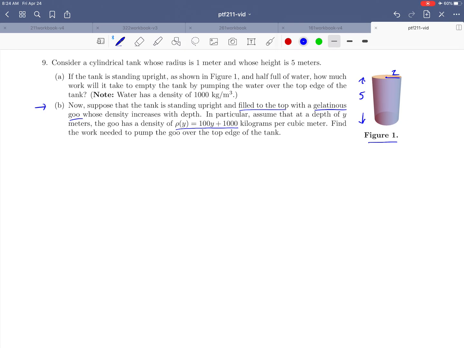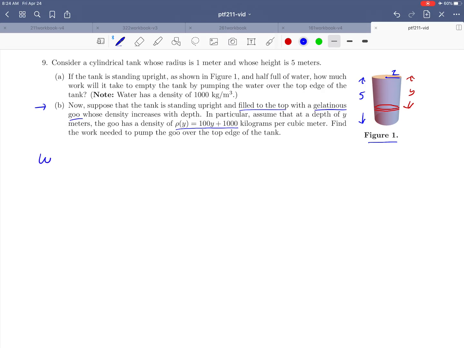But what's nice here is that the setup of this problem is going to look very similar to part A. We're still going to think of this problem as finding the work one slice at a time. So if we draw in a typical slice and give the distance that it travels a name y, you're going to recognize the steps that we go through as being very similar. Work is force times distance.